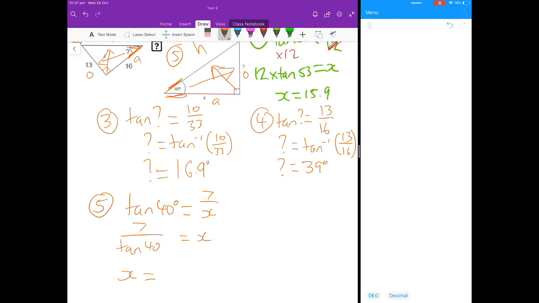So X equals, throw it into the calculator to get our answer. And there we go. 8.3 to the 1 decimal place. And we're all good.